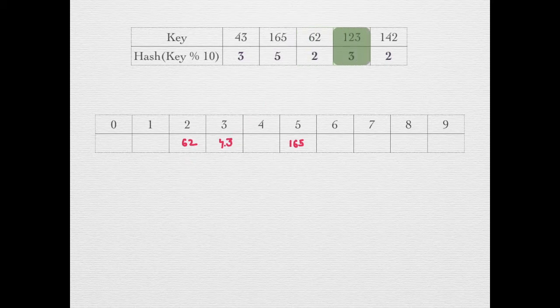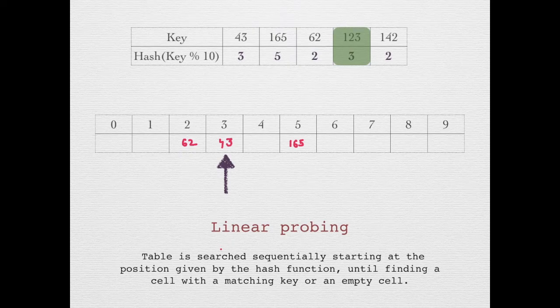Next key is 123 with hash value 3, so we start at index 3. Now we have got a collision here as 43 is present at this location. We are trying to insert 123. So as given in the question, linear probing will be used to resolve the collision. In this, we start at the position given by the hash function, which is 3, and search the table sequentially until we find an empty cell.